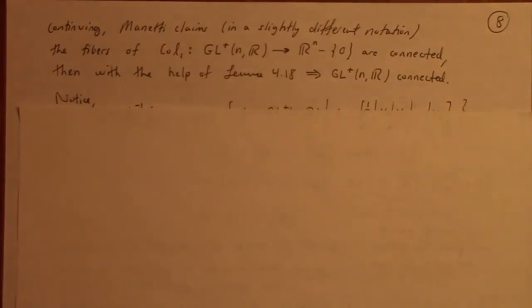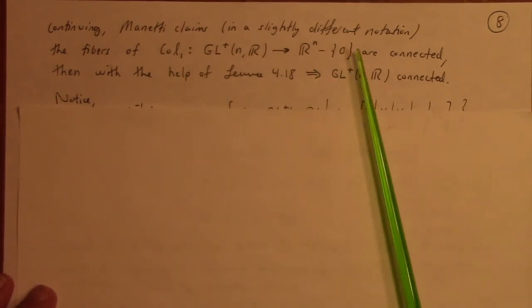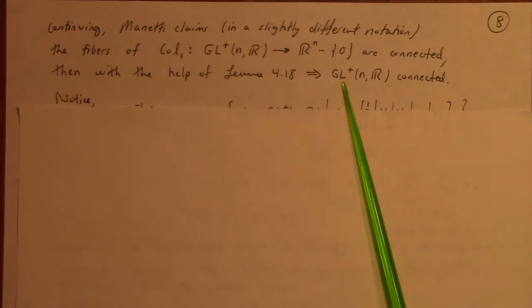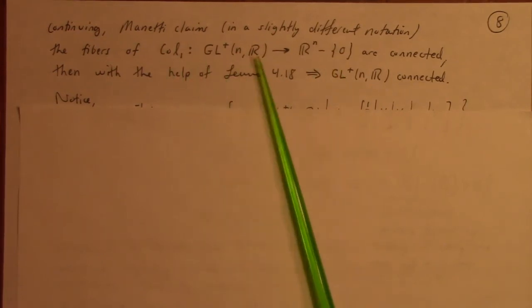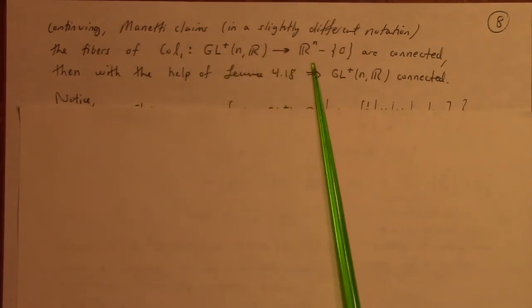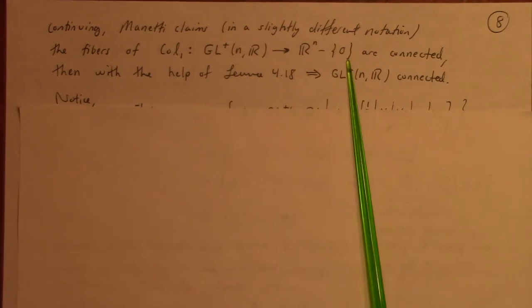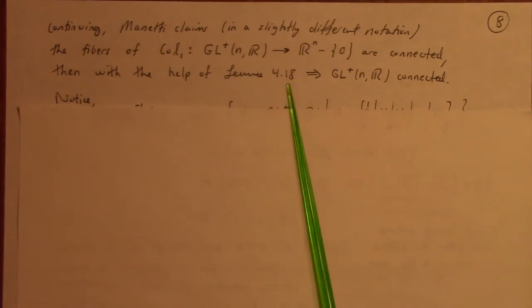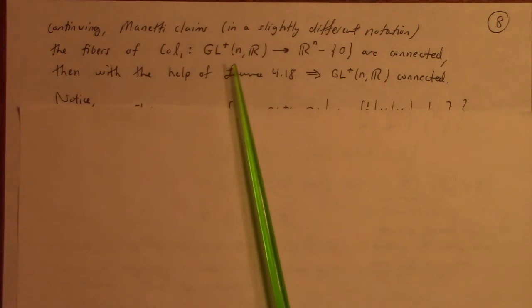All right, so we're applying that here to the column 1 map. Now we haven't proved yet that the fibers of the column 1 map are connected. If we had proved that, then since the rest of this data satisfies lemma 4.18, the punchline of lemma 4.18 is that the domain is connected. That would then prove GLnR is connected.